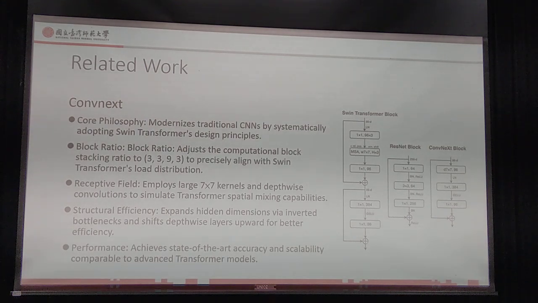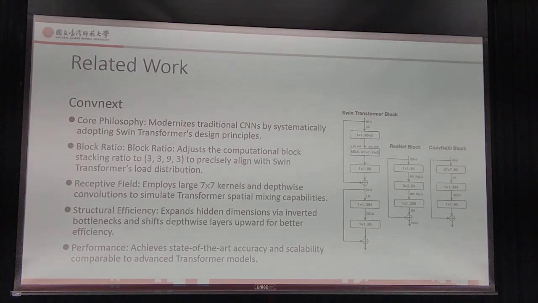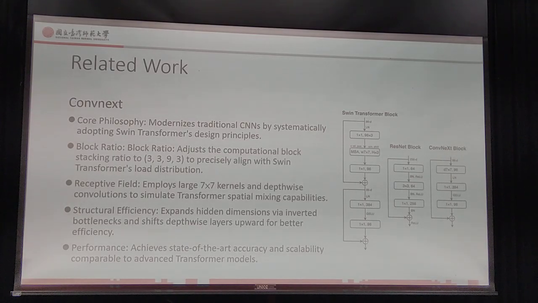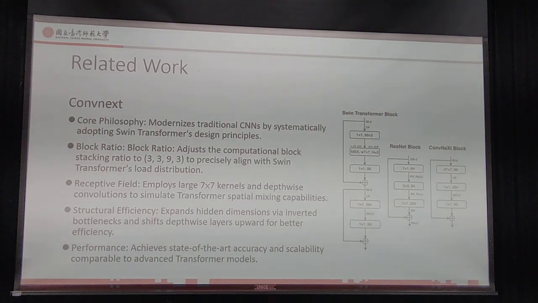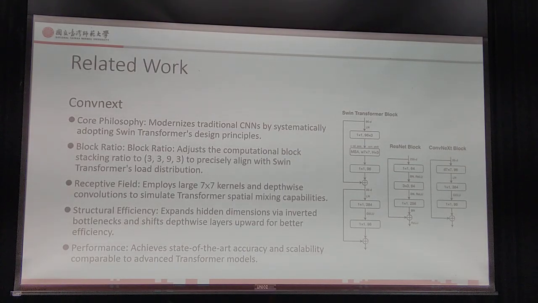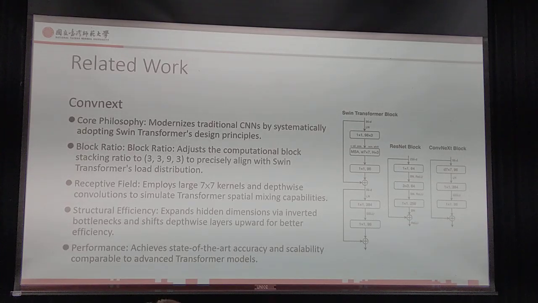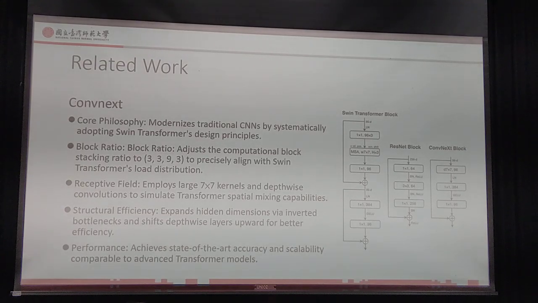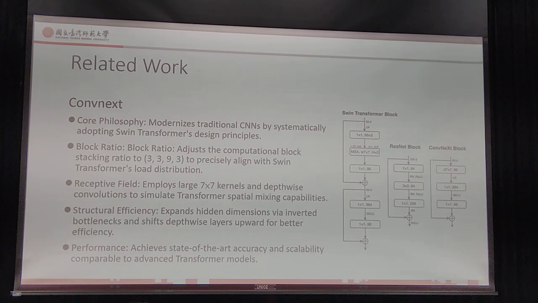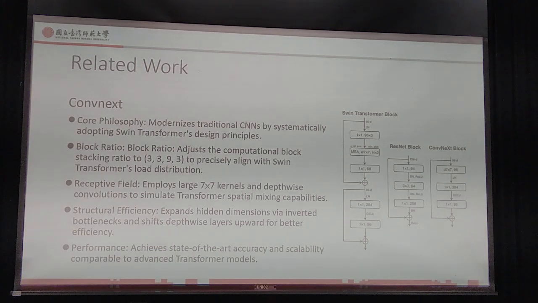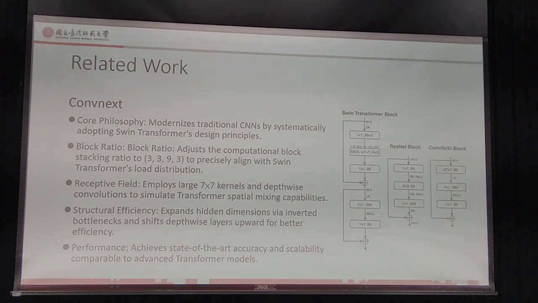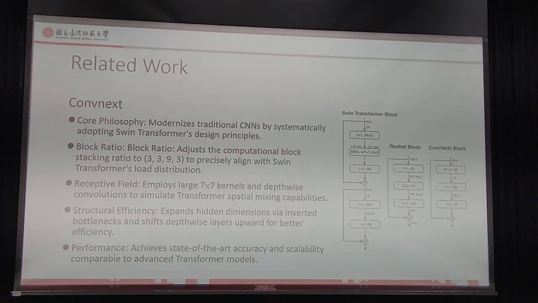ConvNeXt is a pure convolutional neural network that systematically modernizes traditional CNN by borrowing key design principles from the Swin Transformer. In terms of structural optimizations, it replaces the initial stem layer with an overlapping convolution strategy, also known as patchify, to better preserve spatial information. We also adjust the stacking ratio of its computational blocks to 3-3-9-3, aligning with the stage distribution of the Swin Transformer. Furthermore, ConvNeXt employs large 7x7 kernels and depthwise convolutions to simulate the global receptive field of transformers.